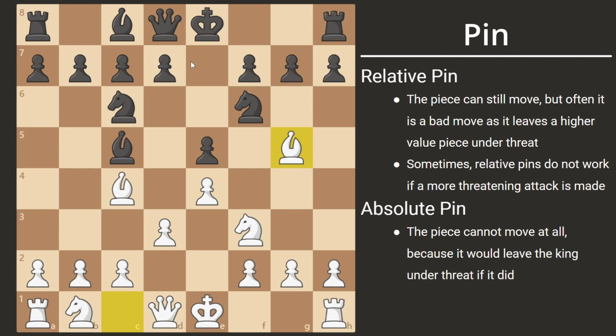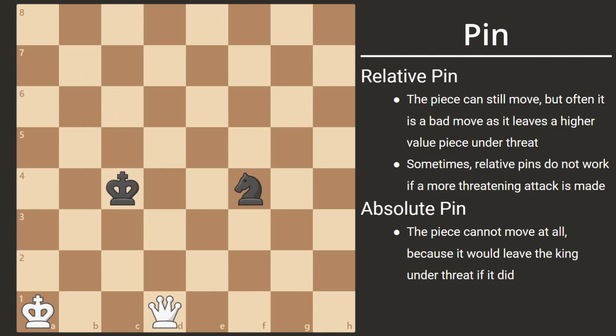On the other hand, you have an absolute pin, which is more like this. So if the queen slides over to here, what happens is the knight actually can't move because of the threat that would exist on the king if it did. And the king is the most valuable piece. If you were to move the knight, you would just take the king. So that's why it's called an absolute pin. The knight just cannot move anywhere.